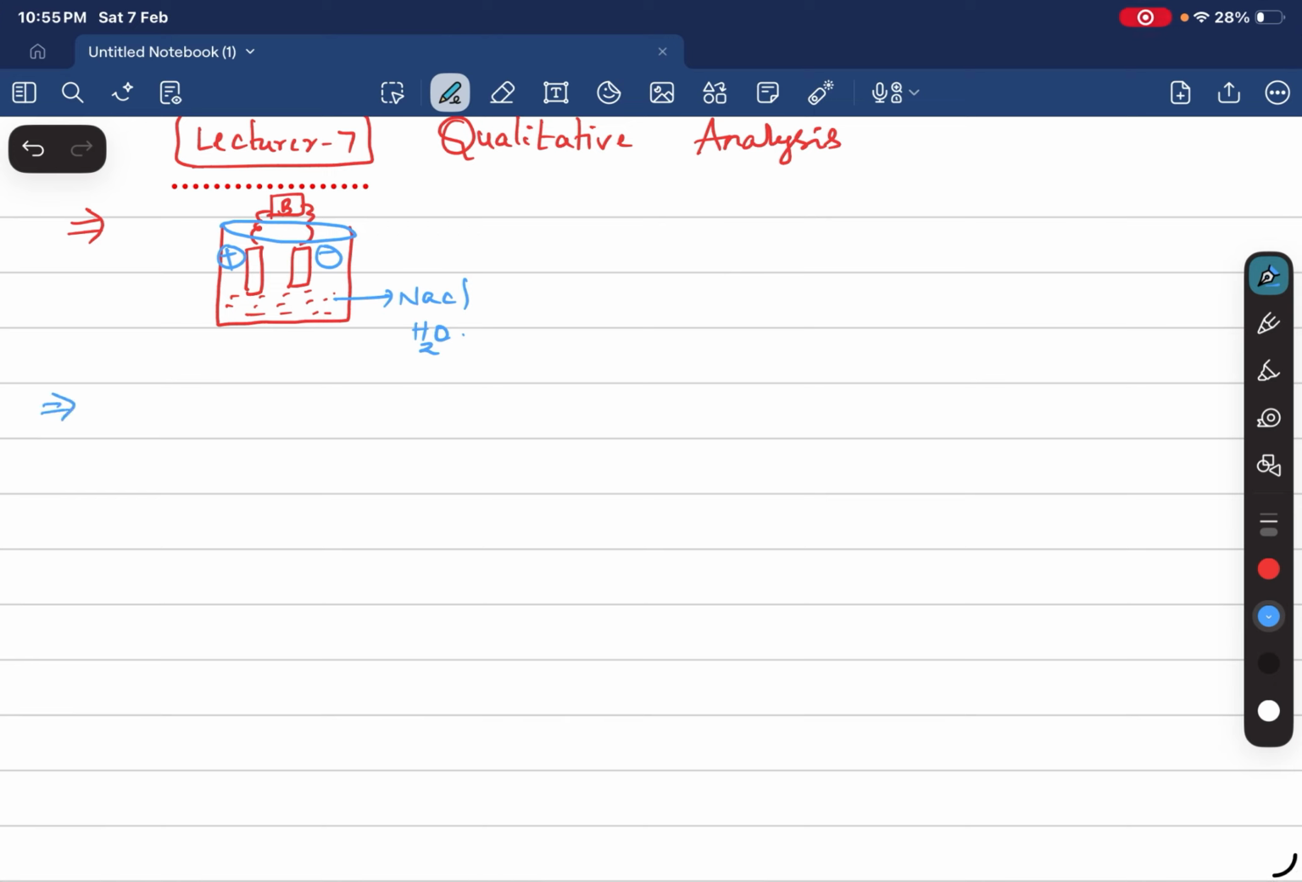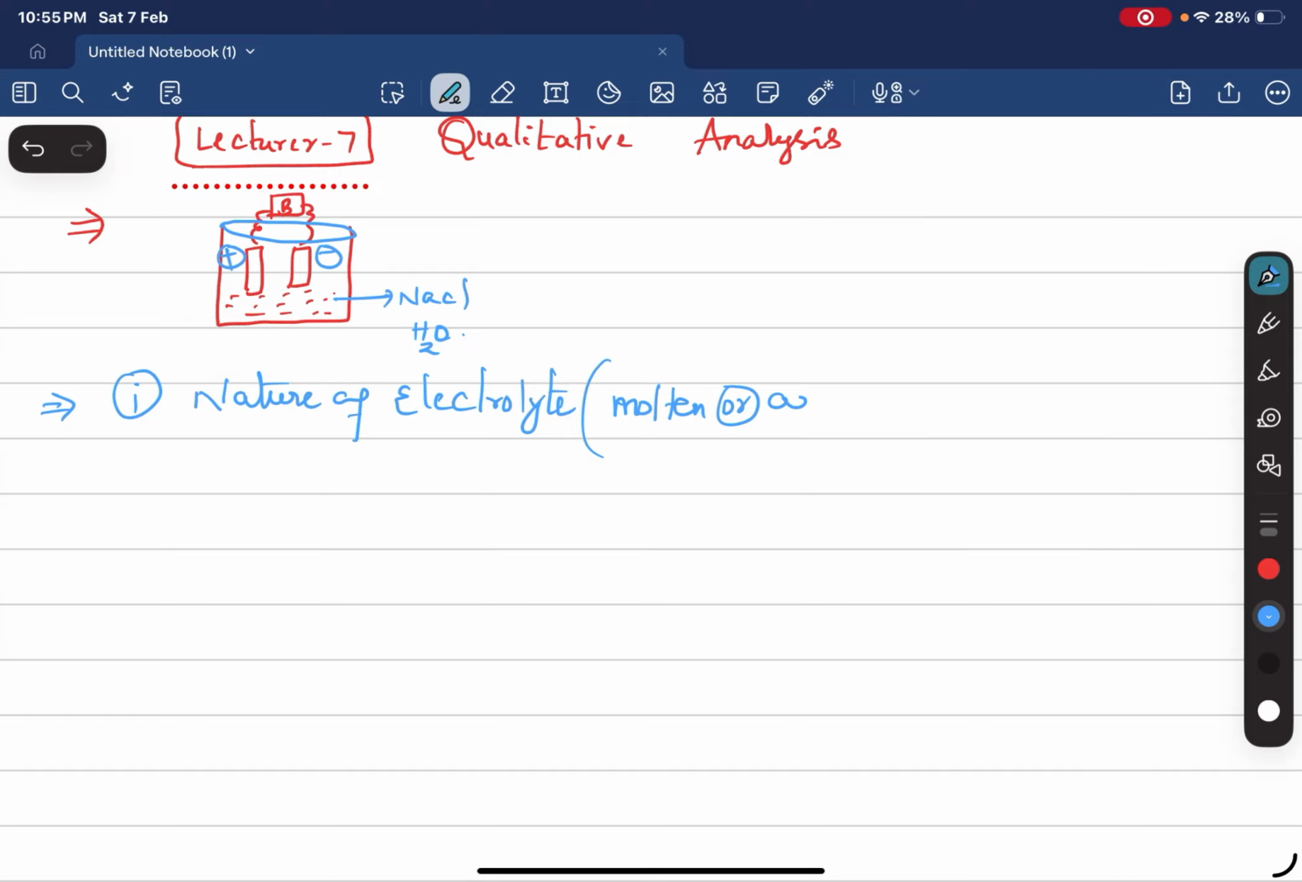The products formed during electrolysis depend on four main factors. The first factor is nature of electrolyte, which means whether it is in molten or aqueous form. Example for this: suppose molten electrolyte. Molten means pure liquid.